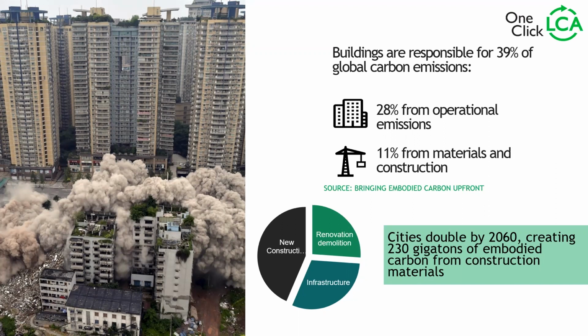Cities actually will double by 2060. Creating an additional 230 gigatons of embodied carbon from construction materials allocated, where 40% goes into new construction, and the remaining 60% goes to infrastructure and renovation. Today, we'll be focusing primarily on new construction, though, and how we can optimize that part.